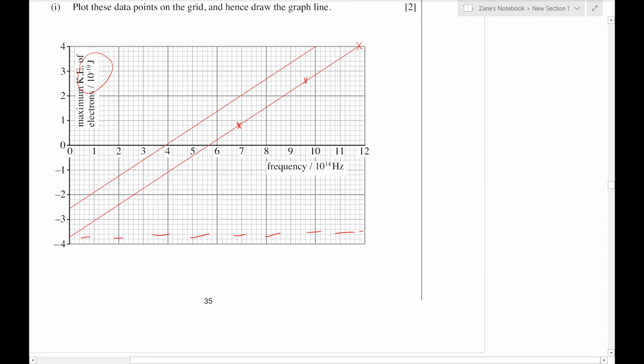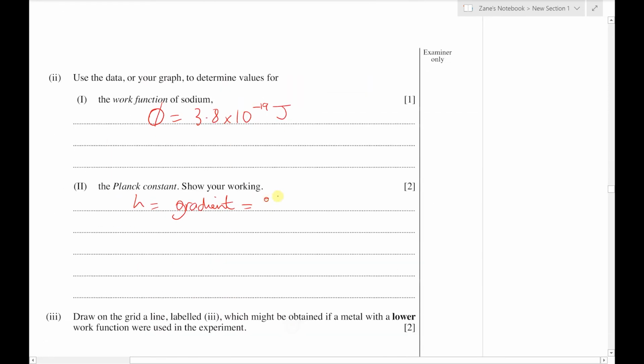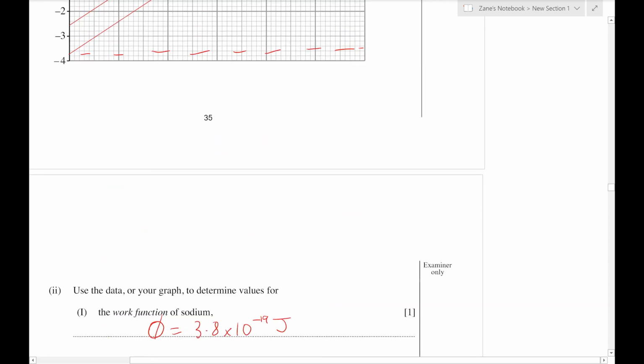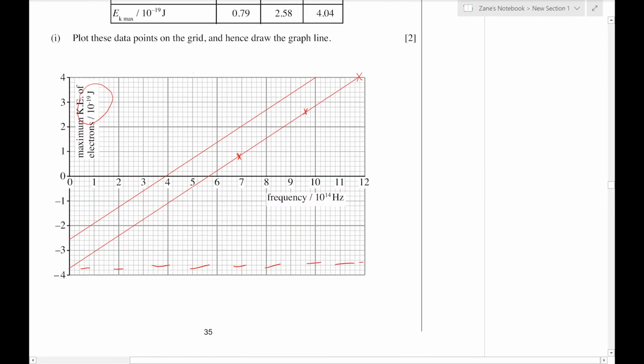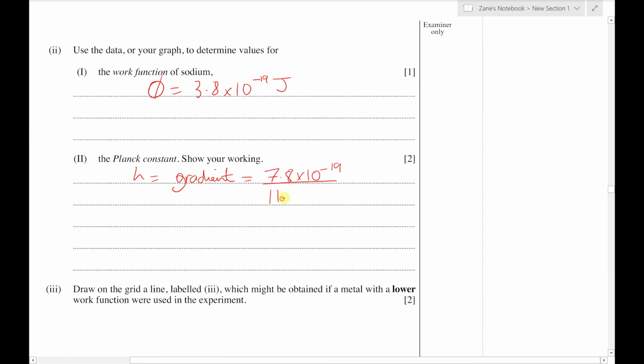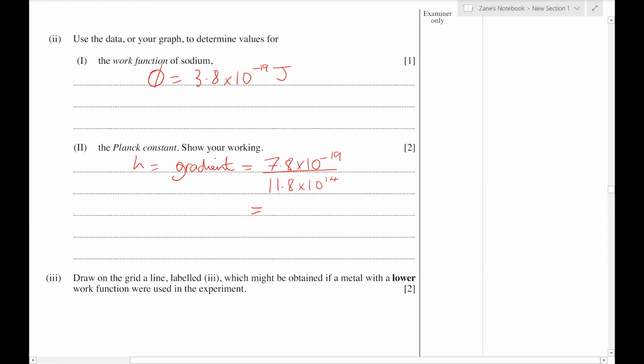And we're looking at going from minus 3.8 up to 4 times 10 to the minus 19. So that gives us our delta y is 7.8 times 10 to the minus 19 joules. And on the bottom of the graph, we're finishing just very slightly before the 12 times 10 to the 14. We're actually finishing at 11.8 times 10 to the 14. Putting those figures into a calculator should give us an answer of roughly 6.63 times 10 to the minus 34, and these figures actually give us 6.61 times 10 to the minus 34.